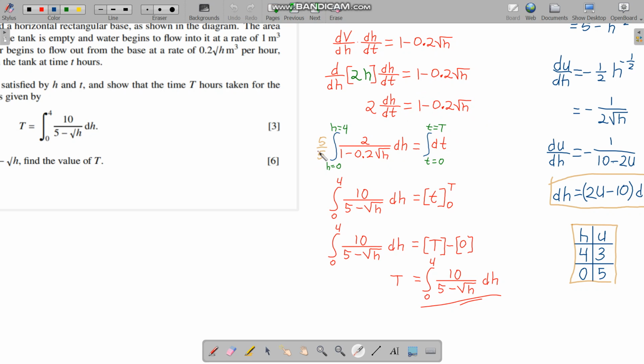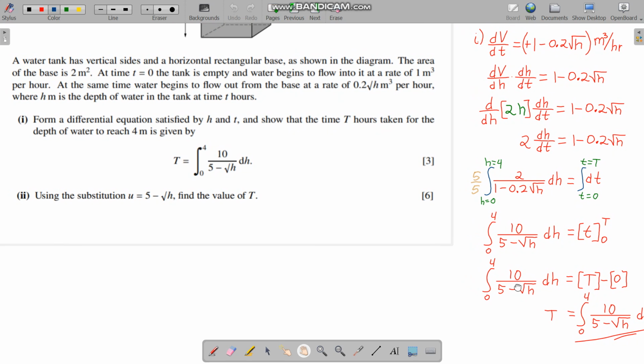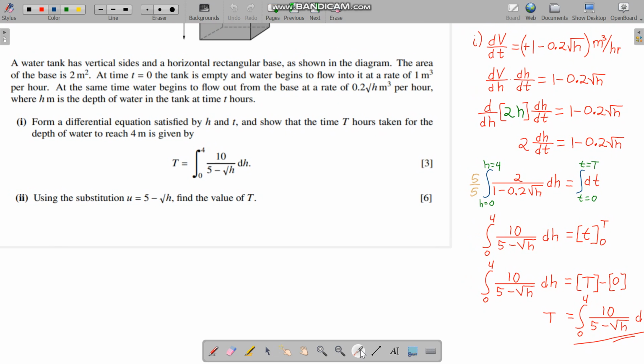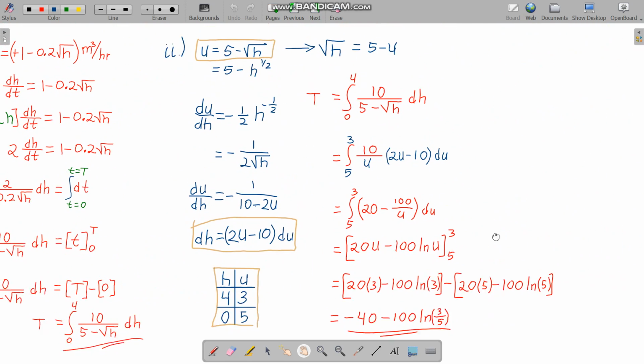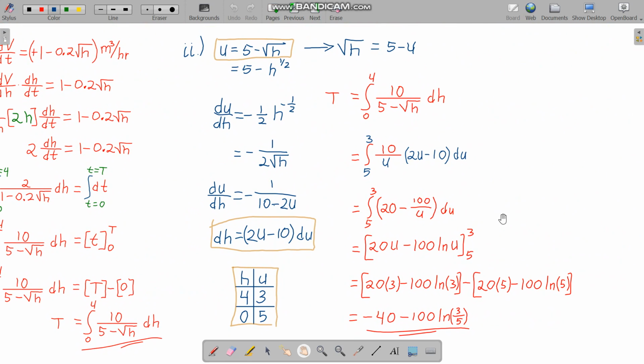And here we multiply by 5 over 5 to get rid of the fraction, so we have 10 over 5 minus root h. And when we integrate, we get the integral of nothing dt, or basically the integral of 1 dt, which is just t. Plug in T, plug in 0, so it's just capital T equals this, which is what we need to prove. And then using the substitution u equals 5 minus root h, so this is just integration by substitution. We're not going to go over this, we've done this before.